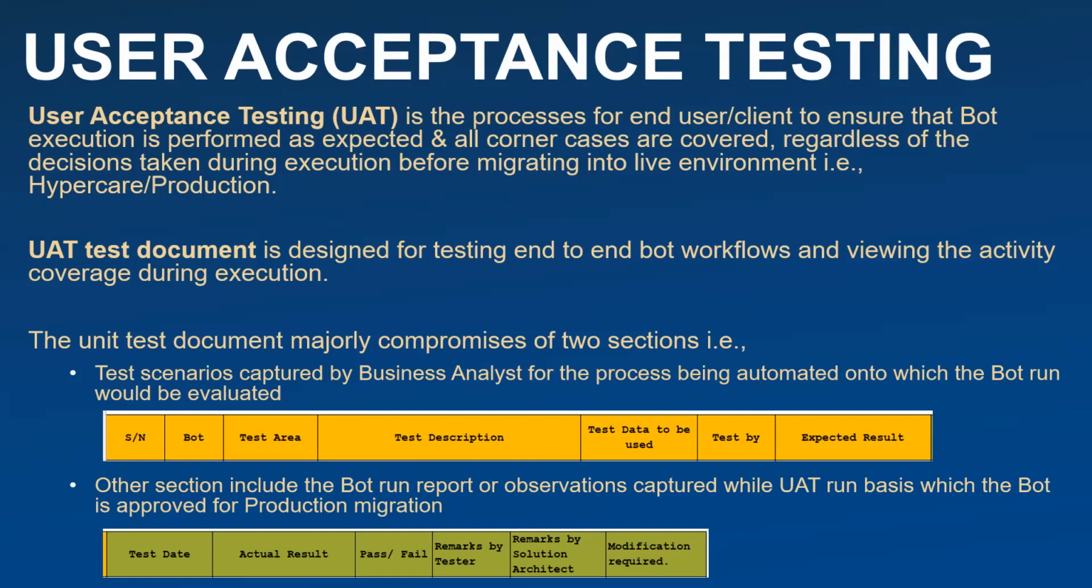So let's quickly look at the test document, and then I'll explain with a scenario all these columns, how exactly this looks, and how it should be formulated. Let's have a look at the test document now.